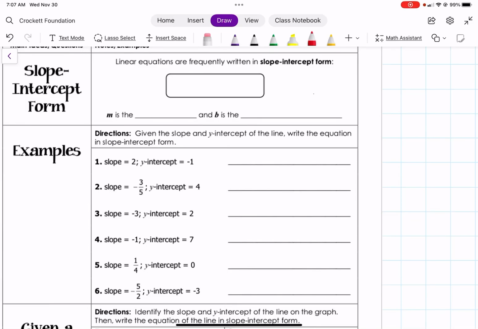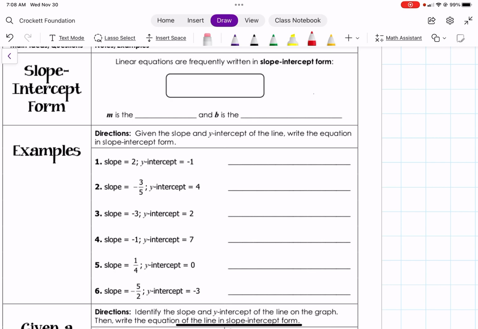Today we're going to do a short video on writing the equation of a line in slope-intercept form when given the slope and the y-intercept. So this is basically like an introduction to writing the equations of a line.